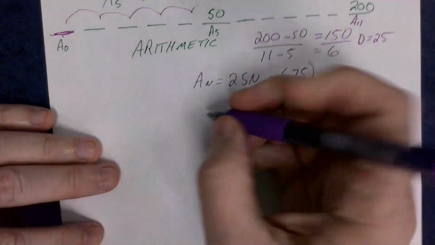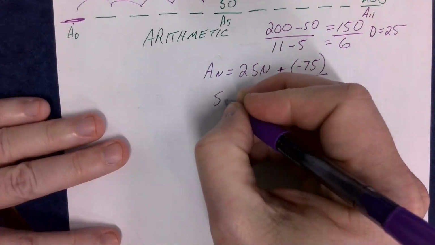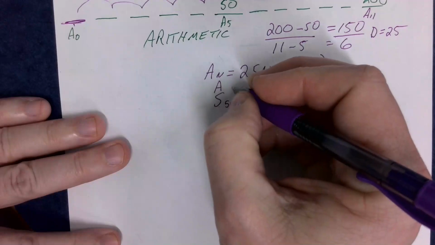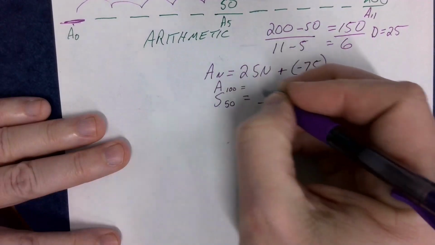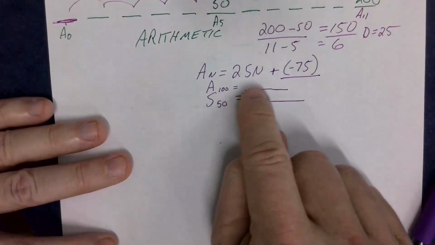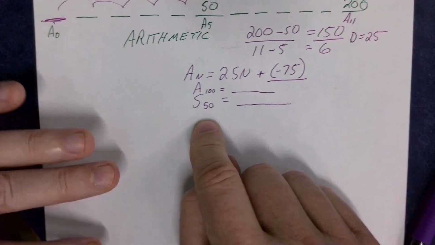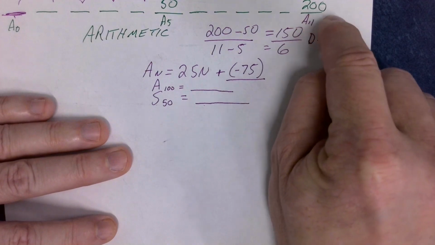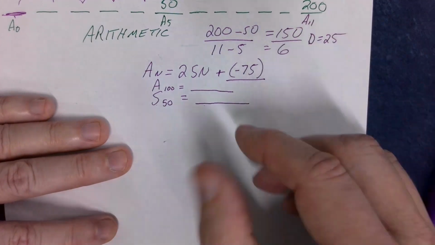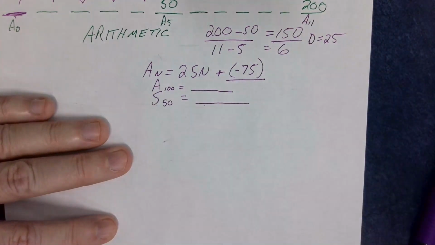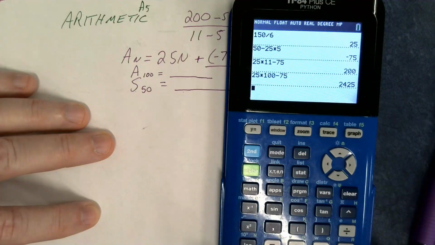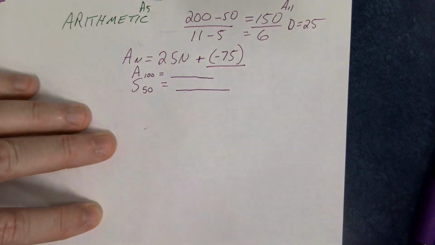So then if I was to ask you, okay, what's S sub 50 equal to? Or what's A sub 100 equal to? I could use this equation with this. Now, if I want to know A sub 100, that means the 100th term. This is the 11th, 12, 13, 14, 15, 16, 17, all the way up to the 100th term. Well, that's simply 25 times 100 minus 75. I get 2,425.